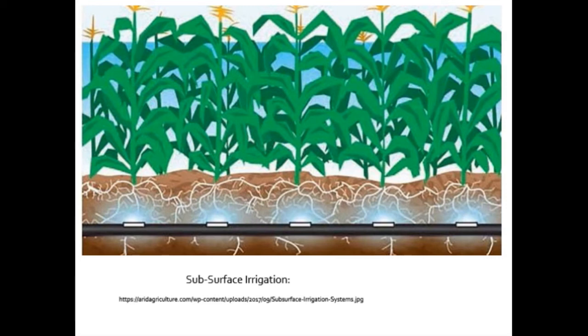Likewise, the disadvantages of this method are that there is the possibility of choking of the pipes laid underground, and there is a danger of development of waterlogging as well. Now the third method of irrigation is the sprinkler irrigation method, and it is an improvement over the conventional surface irrigation method.